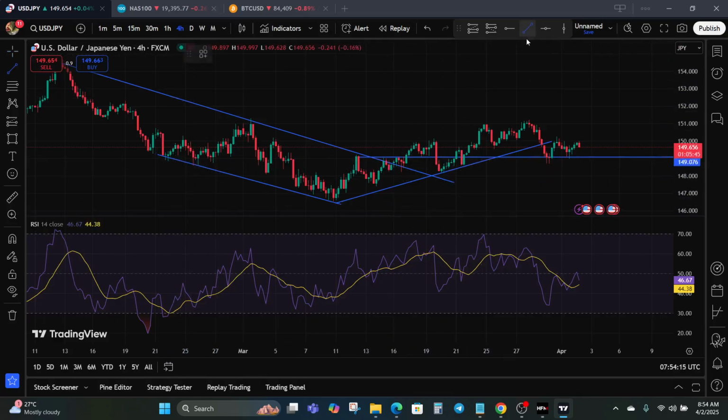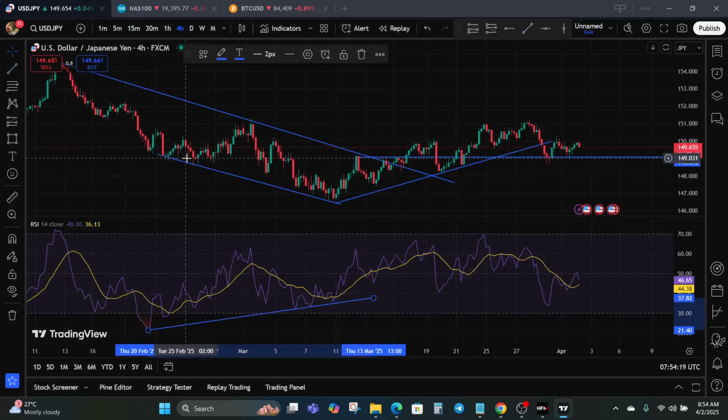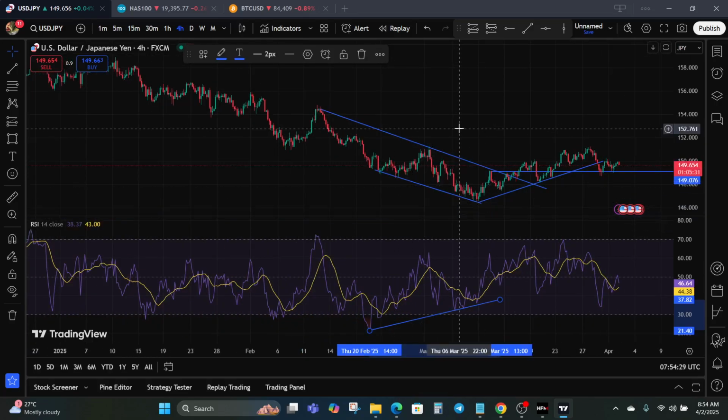That's a bullish divergence. So can you see what happened here? Can you see that while price made lower lows, the RSI made higher lows? And shortly afterward, we had a bullish reversal. Okay, this is a bullish divergence.